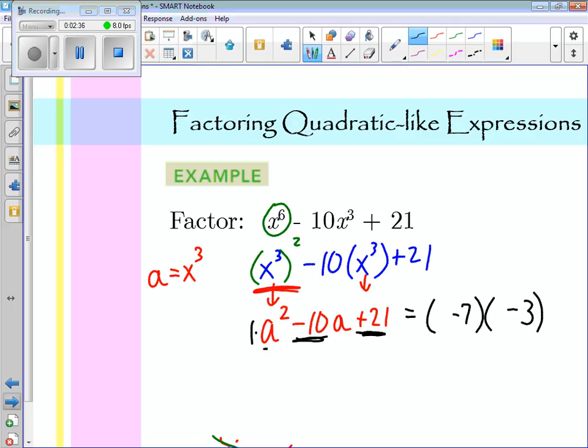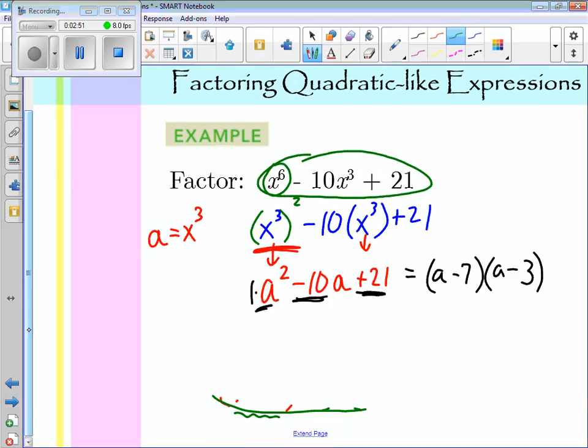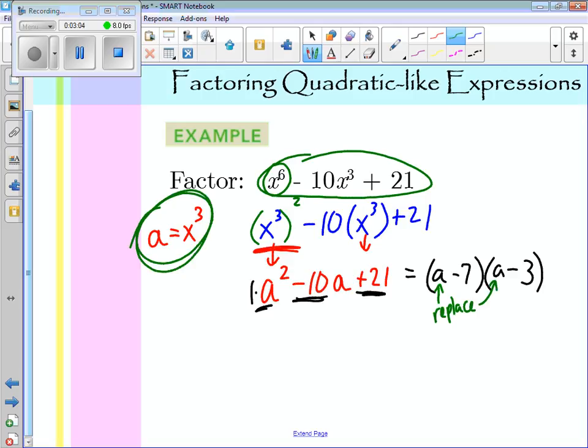First term is A squared, that's just A times A. The problem here is this expression did not start out with A's in it, so it cannot end with A's. So now we need to go a little bit further. We need to replace back the A's. What do we need to replace them with? We need to replace them with x to the thirds. So where there's an A, replace it with x to the third.